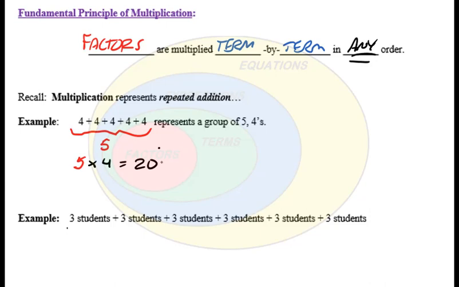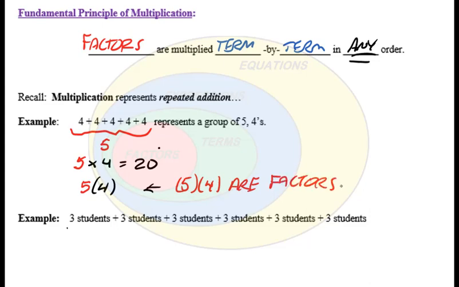The way we write multiplication with numbers is 5, and then I like to use parentheses to represent those. The 5 and the 4 are factors, and the factors are just parts of multiplication. The other thing to realize is that we can explain multiplication as a group. So this is a group of 5 fours.